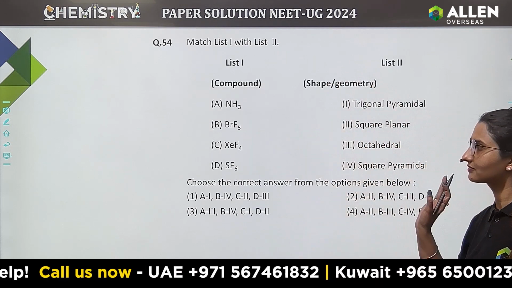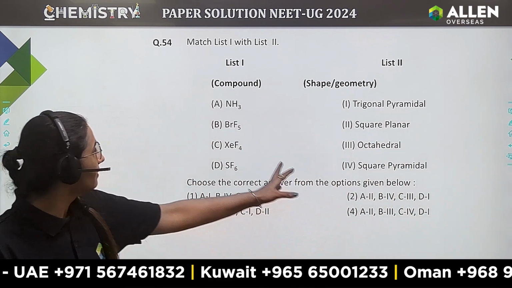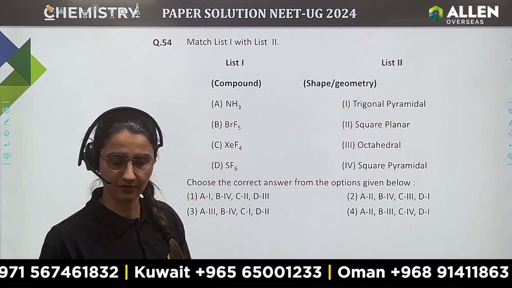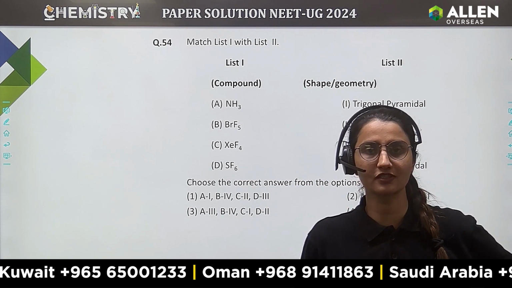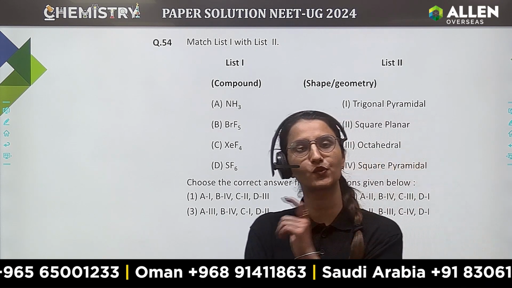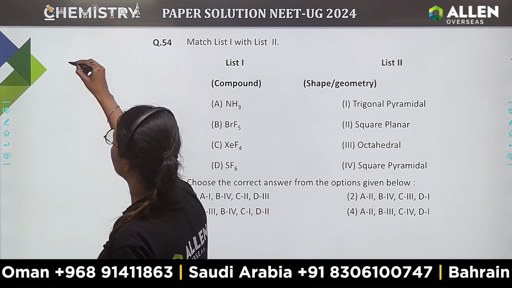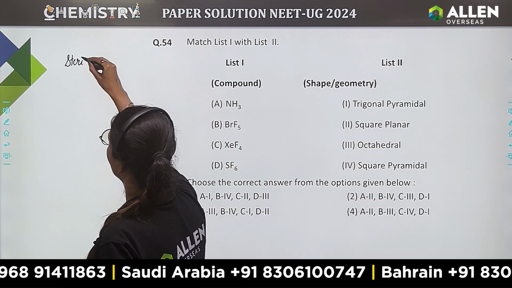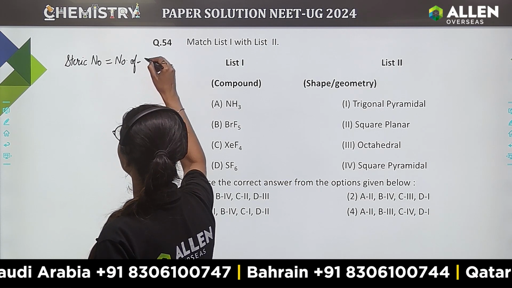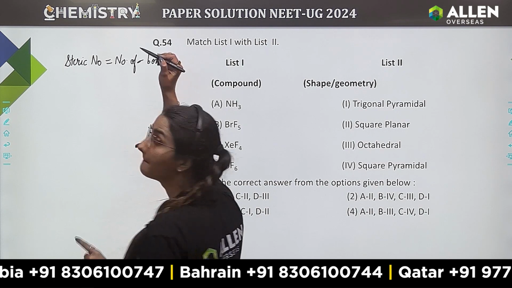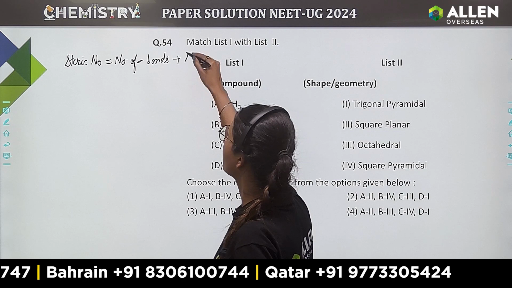Next question is regarding geometry. We have to discuss geometry or shape. Okay, geometry and shape. Before I start, we know that, students, what is the difference between shape and geometry? First of all, we find, students, the steric number. How do we find steric number? It is equal to the number of sigma bonds made by the central atom, right? Plus the number of lone pairs.